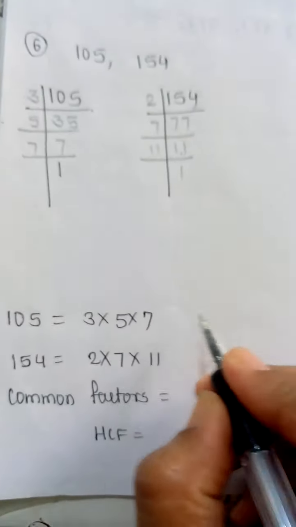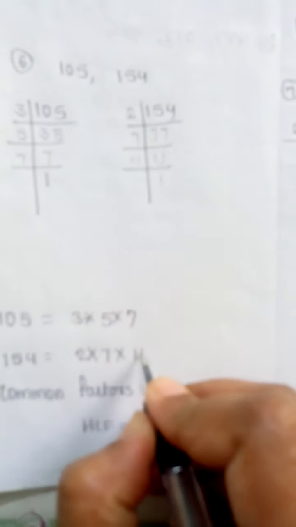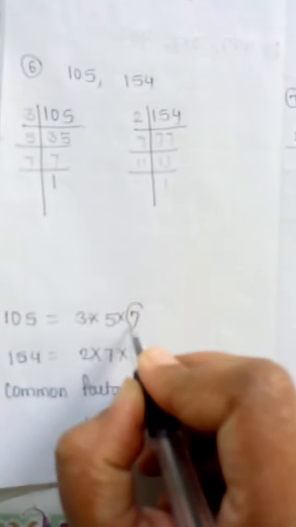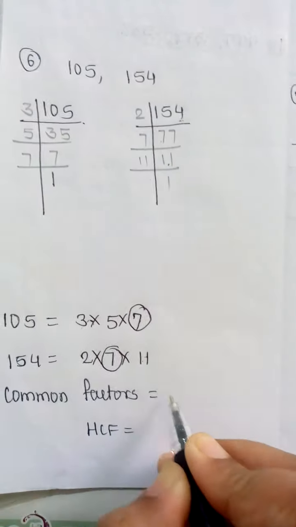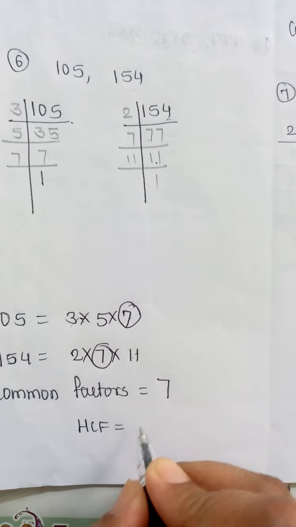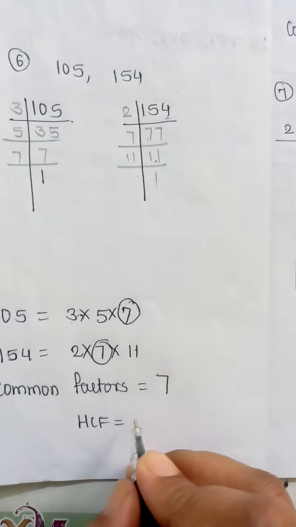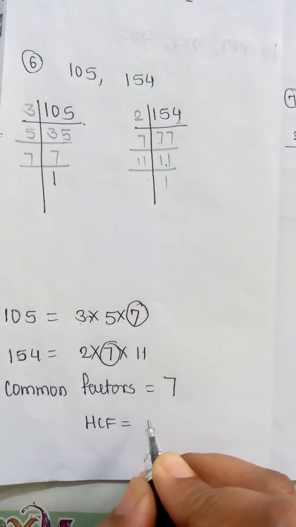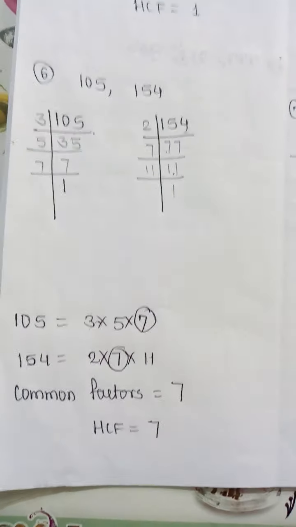So here, the common factors: is there 3 down here? No. Is there 5 down here? No. Here 7 is common. So 7 and 7 are common, so here I have written 7. So the SCF of these two numbers is 7.